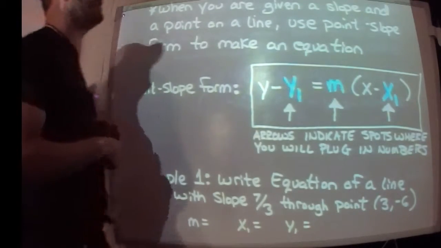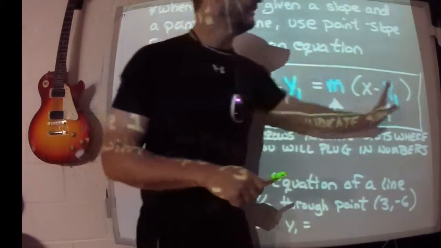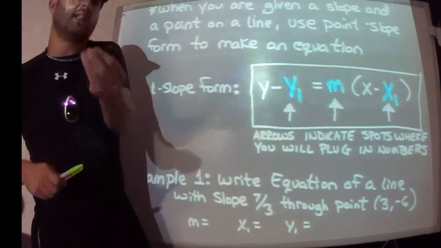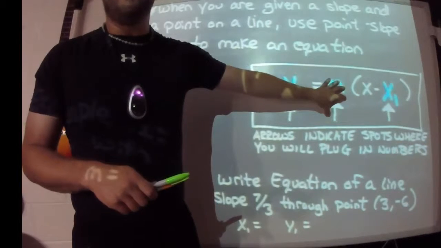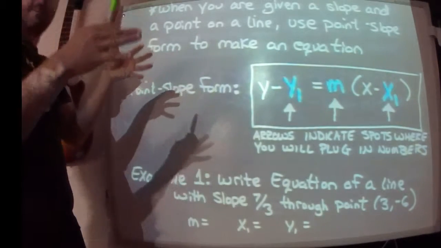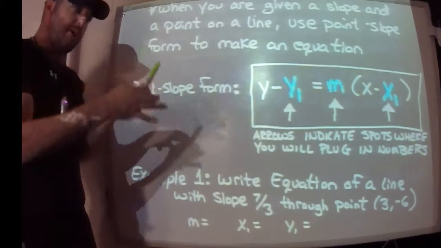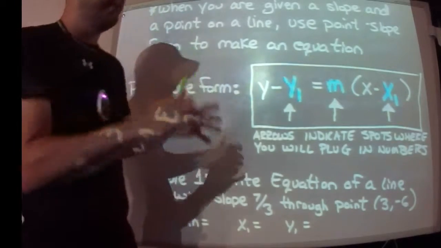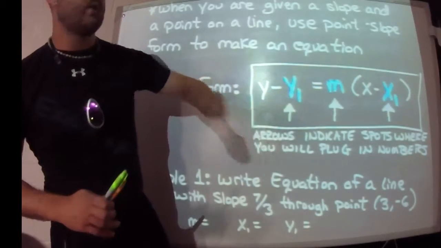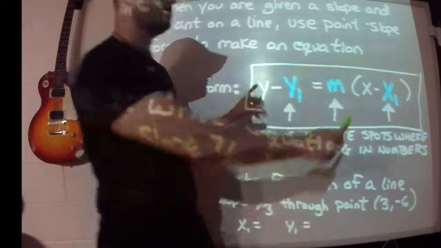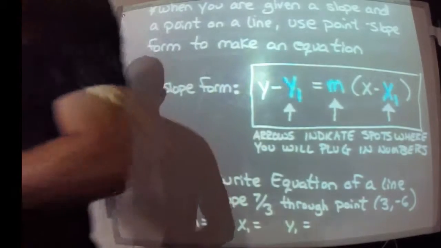Notice my three arrows underneath here. Right here, here, here. You're going to have really three pieces of information. A slope, which you will put right here, and you'll have a point, which comes in two parts, an x part and a y part. So we call it an x1 and a y1. Whatever the x number is, you'll put here, and the y number you'll put here. So out of your slope and the two parts of your point, you put them into this formula.